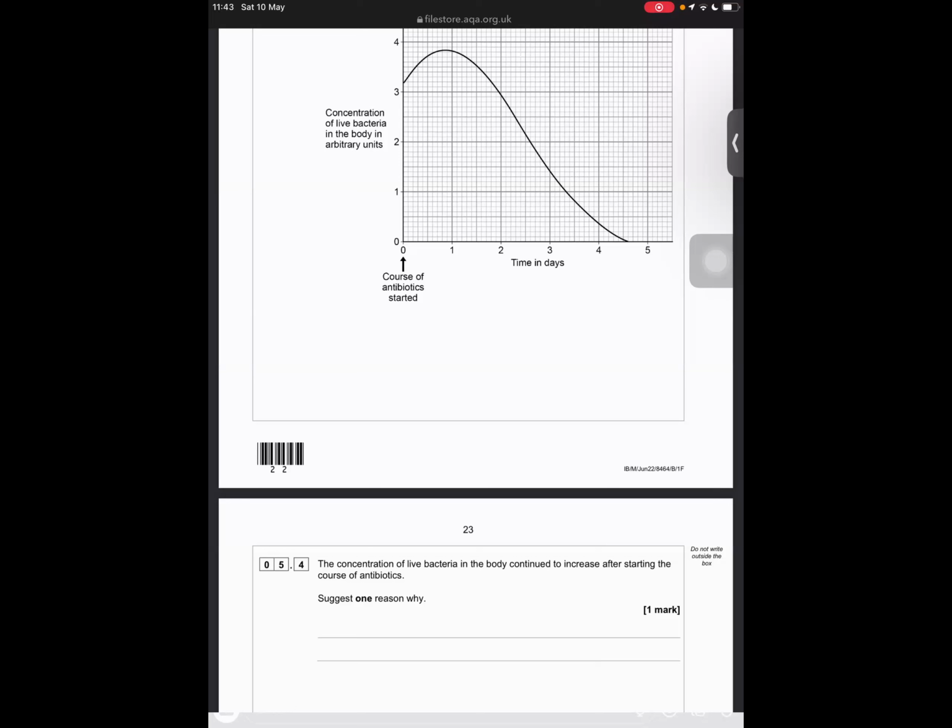Okay. But let's see, does the marking scheme say anything more? Only a few bacteria killed, so live bacteria continued to reproduce. Time delay for antibiotic to reach bacteria. Time delay before antibiotic could kill bacteria. Okay.